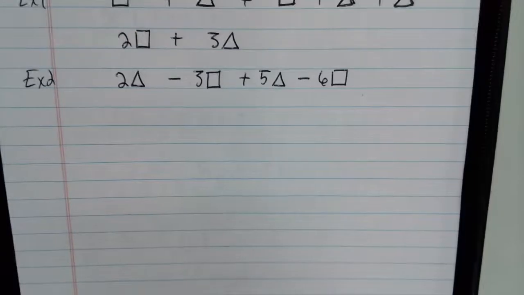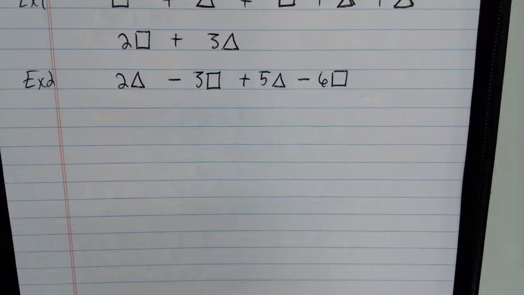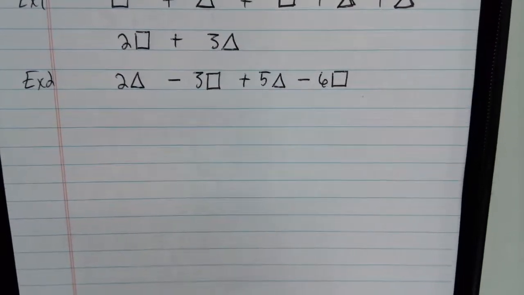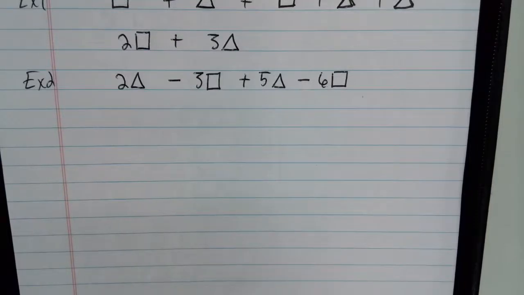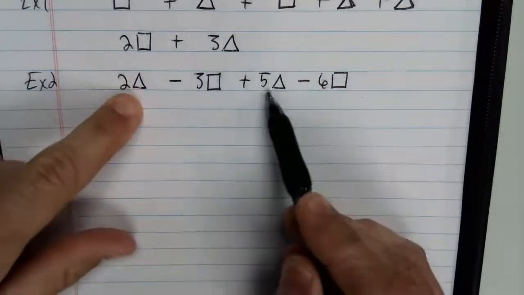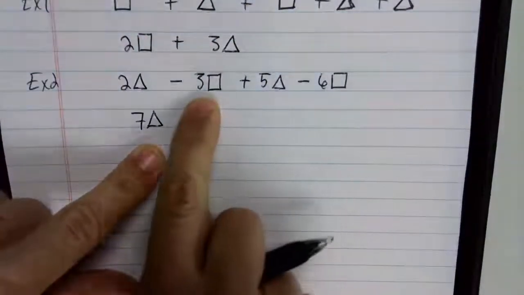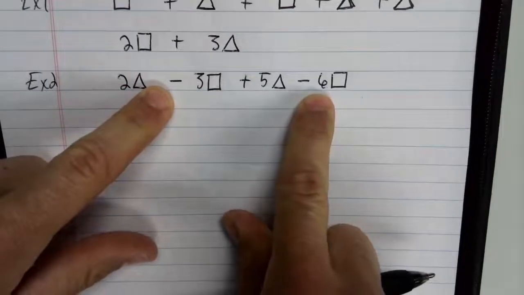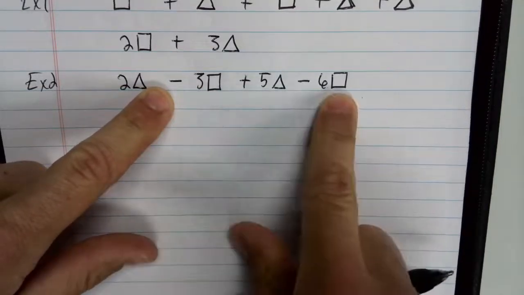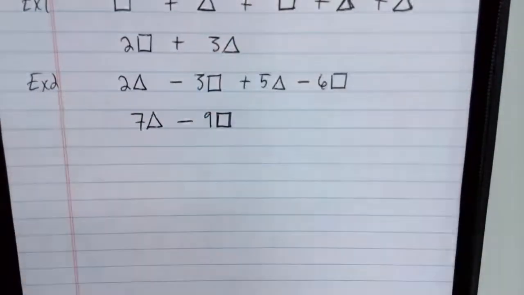So if we were going to combine the shapes that are alike, how would that work? You add the 2 and the 5 and the 3 and the 6. So I have 2 triangles and positive 5 more triangles for a total of 7 triangles. I have negative 3 squares and negative 6 squares. So I'm going to take 3 and 6 away. That's negative 9 squares.